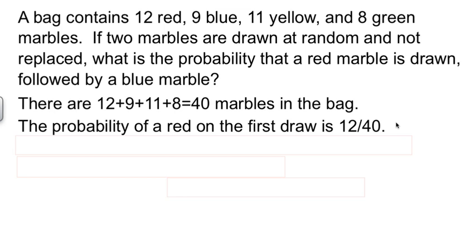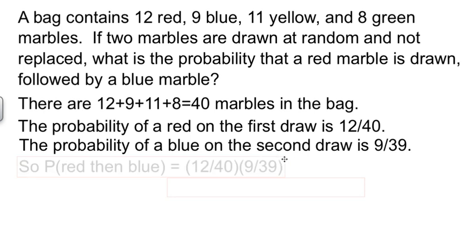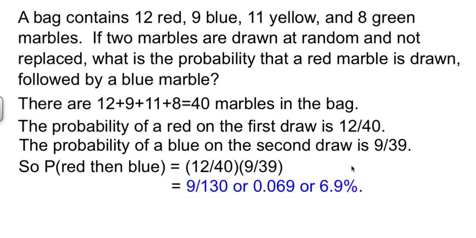Now I'm holding that red marble. So now there's only 39 left. 9 out of 39. So the probability of a red followed by a blue is 12 out of 40 for the first draw times 9 out of 39 for the second. And my calculator tells me that's 9 out of 130, or 0.069, or 6.9%. Okay.